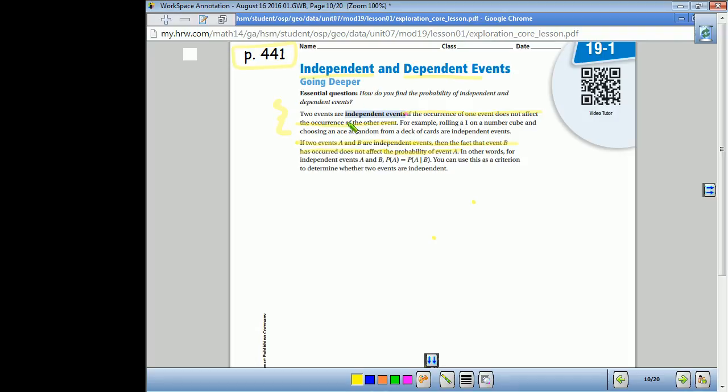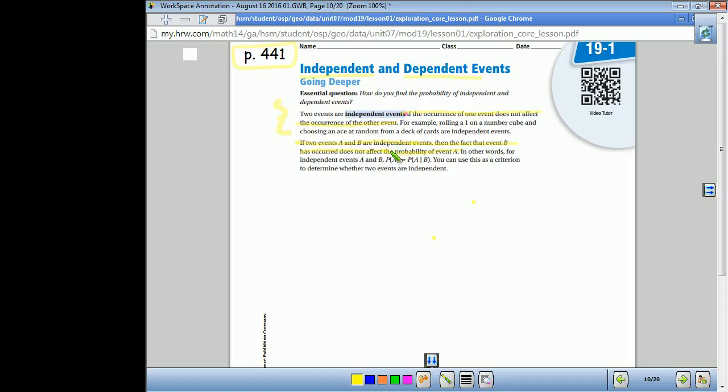Yes. Okay, cool. It states that two events are independent events if the occurrence of one event does not affect the occurrence of the other. Then they are independent events. For example, rolling a 1 on a number cube and choosing an ace at random from a deck of cards. What I roll on the die does not affect what I draw. Independent events. Make sense? So you can use your common sense, but we can also test it mathematically.